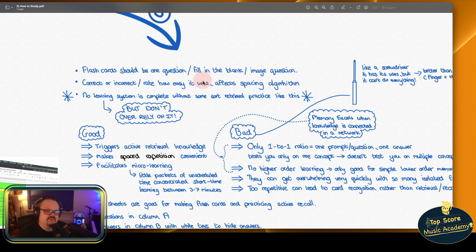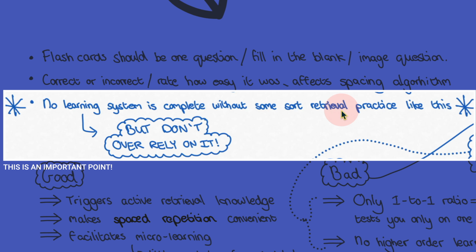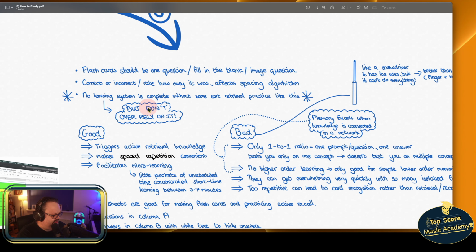If you're using an app or a program that uses an algorithm to space out your flashcards, that can be very important when you rate how easy or how difficult it was to get the information. Okay, so it's up to you to grade yourself. You're marking your own homework, I suppose. How easy did you find answering that question, or how hard did you find it? No learning system is complete without some sort of retrieval practice like this. So that's super important. Even though I've been dumping on flashcards the whole way through this course, they do have an important role, but it's not the only role, as I keep saying. Don't over-rely on it. Okay, so that's really important.